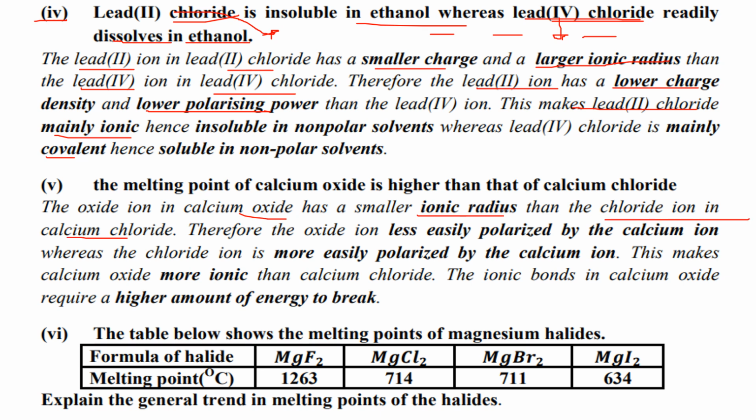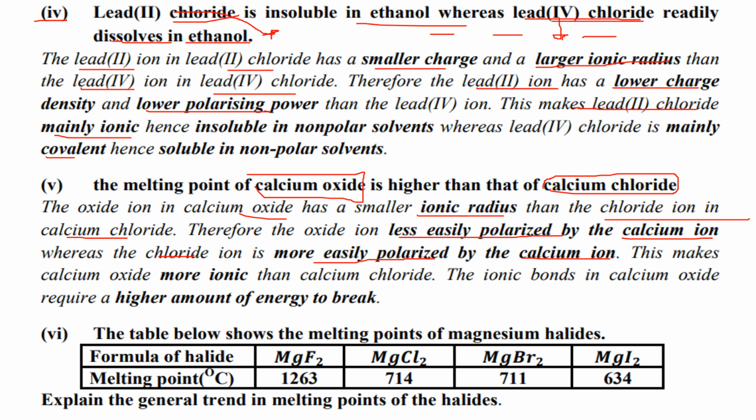And as a result, the oxide ion, since it has a small ionic radius, just like we said, is going to be less easily polarized by the cation, which is our calcium. But the chloride ion, having a larger ionic radius, is going to be more easily polarized by the calcium ion, and therefore we expect calcium chloride to be mainly covalent, and calcium oxide is going to be mainly ionic.